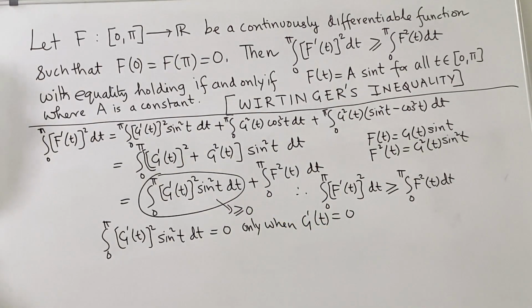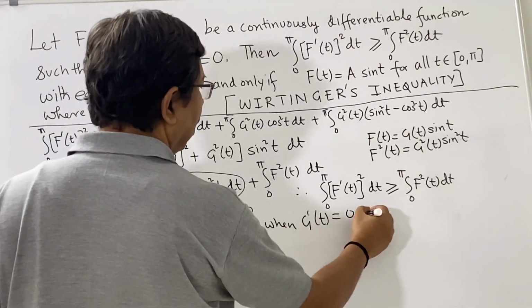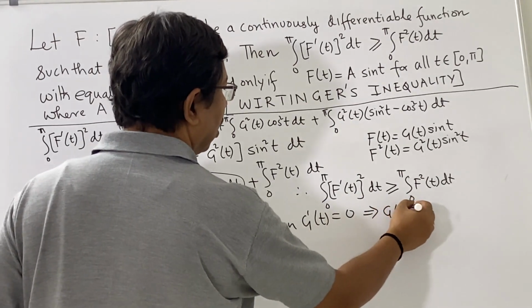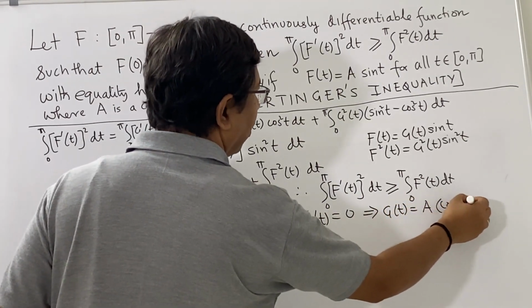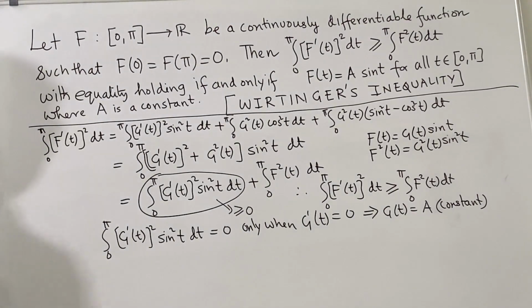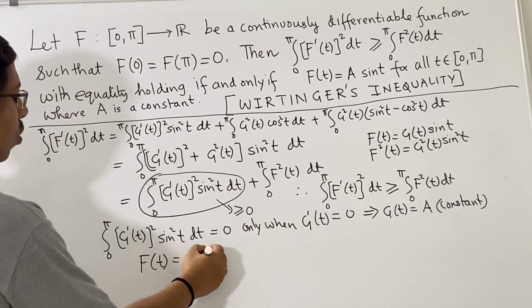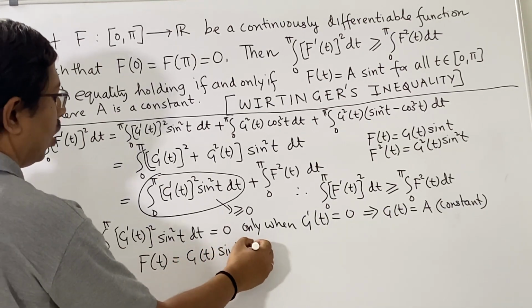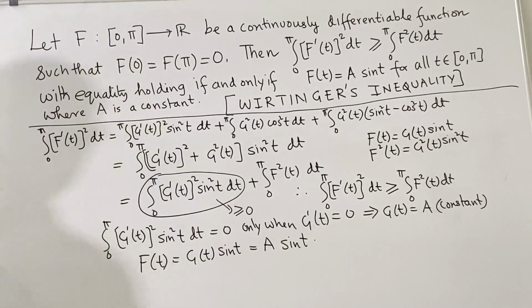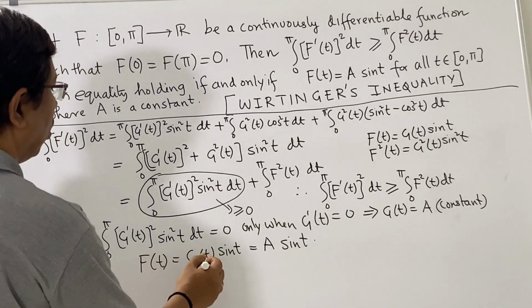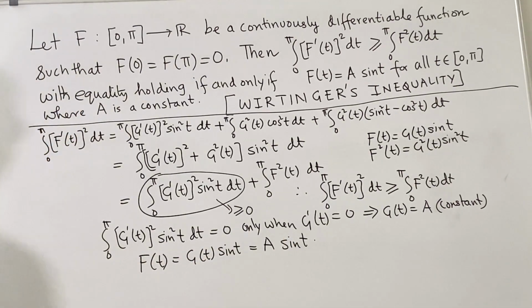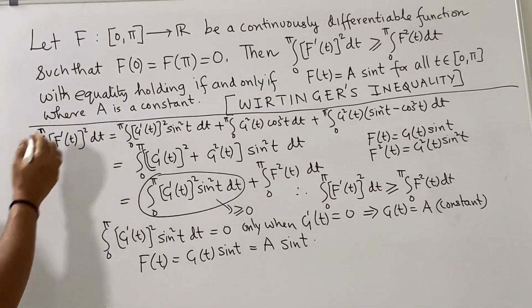Now, if the derivative of a function is 0, we know that would mean that g(t) is a constant, say, let's call it a. So, since g(t) is a constant a, f(t), which is g(t) into sin t, is nothing but a into sin t. So, in Wirtinger's inequality, equality holds only when f(t) is equal to a times sin t, where a is a constant. This proves the above result.